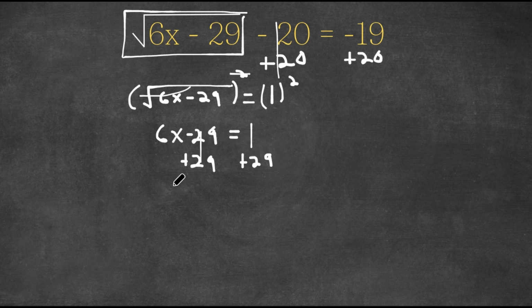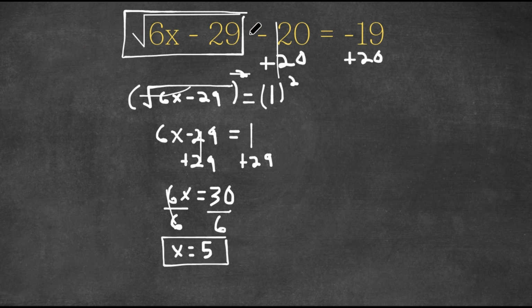And these two cancel out, so we'd have 6x on our left side equals 1 plus 29, which is 30. Now, if we divide by 6 on both sides, because remember, we want to isolate x, these two cancel out, and we would get x equals 30 divided by 6, which is 5. So our answer to this equation is 5.